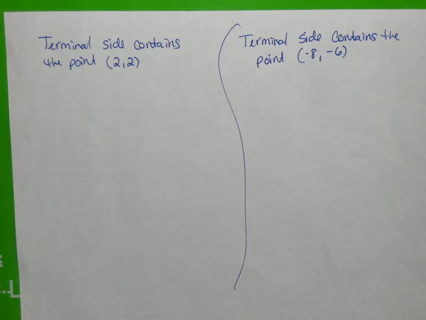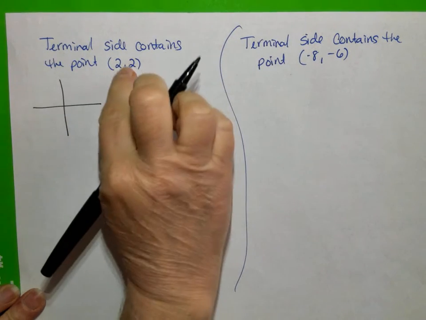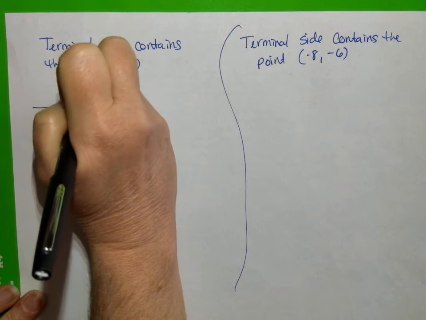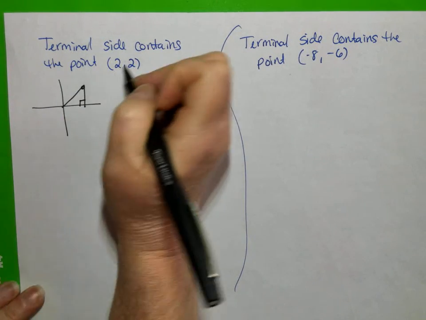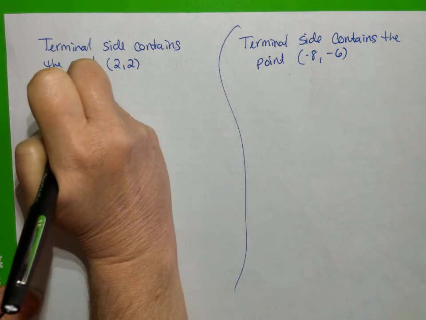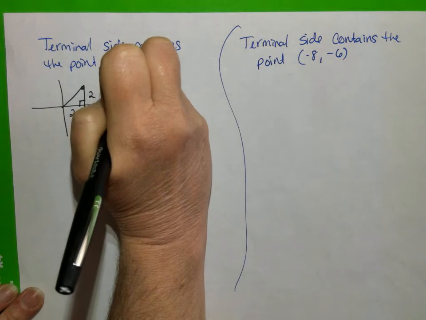So here's what it looks like. First of all, we need to draw a picture. And the point 2, 2 is right there. So here's my triangle. I draw the triangle based on the point. I have the point. I know this is 2. I know this is 2. My good friend Pythagoras takes me the rest of the way.